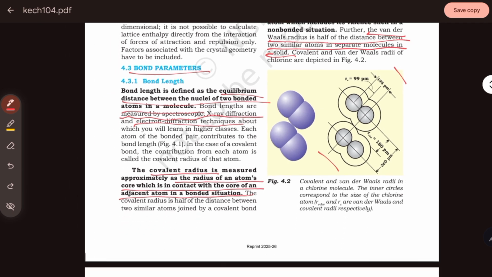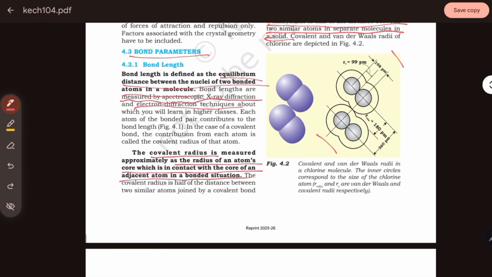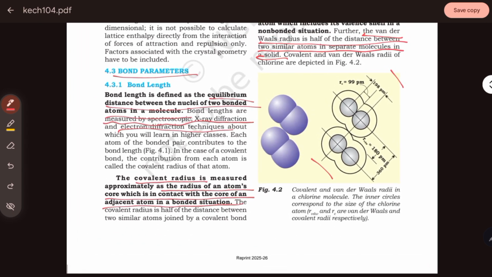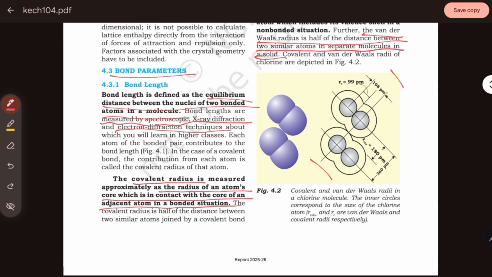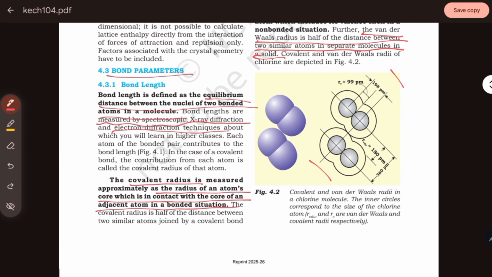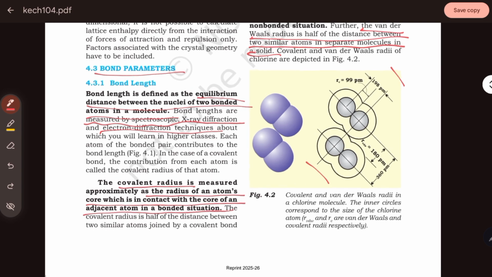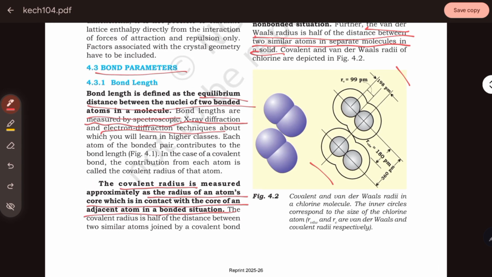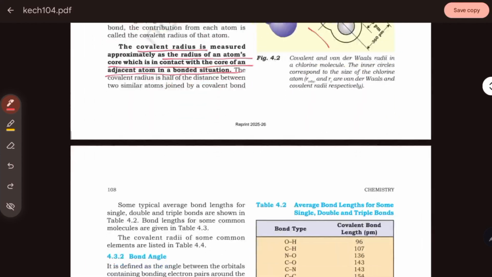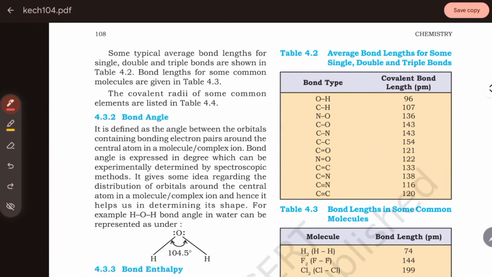Now this is a pictorial representation of the covalent radius by the formation of a covalent bond, and van der Waals radii. That is, van der Waals interaction is not a real interaction, but an interaction between molecules on account of their closeness. Next, we go to the bond angle.